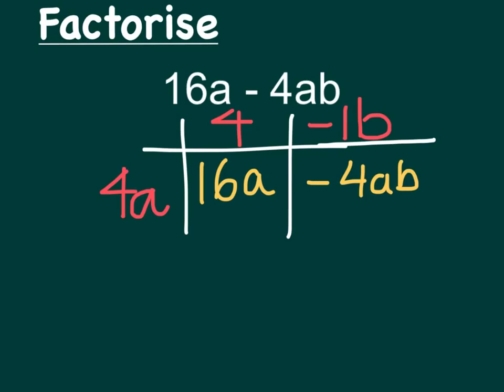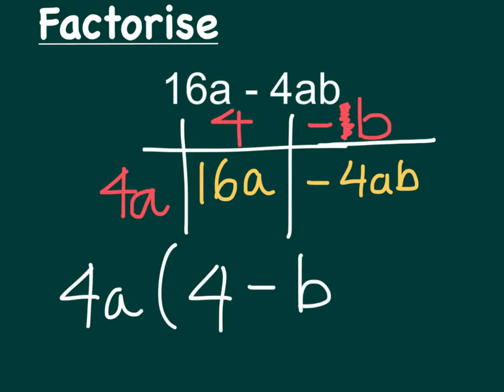You don't actually need to write down negative 1b. If you've got a negative b, you can just write down negative b, because you can see it's a negative b. So factorising this, putting it into brackets, you've got 4a on the outside, then inside you've got 4 minus b. And again, you can check it works in the grid.